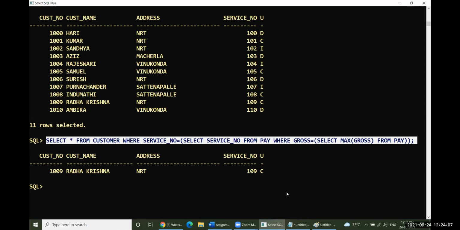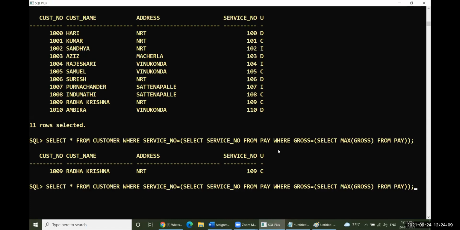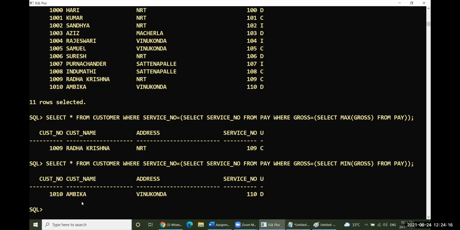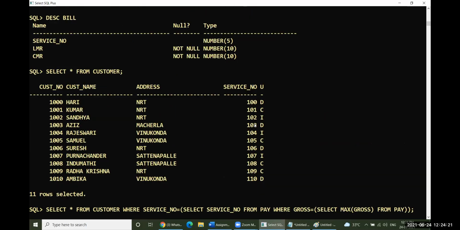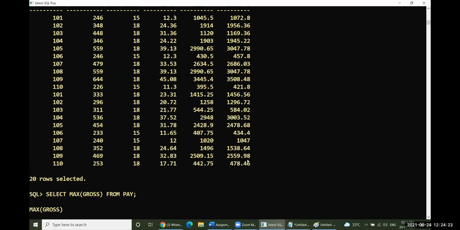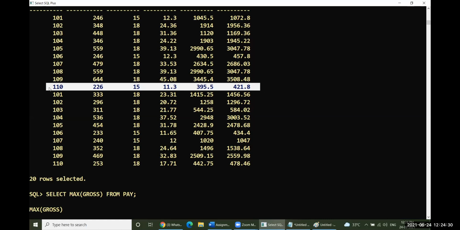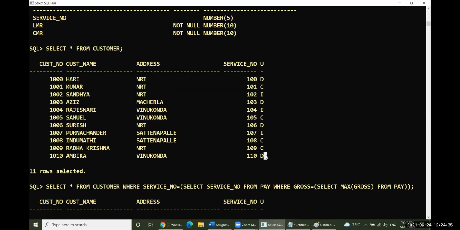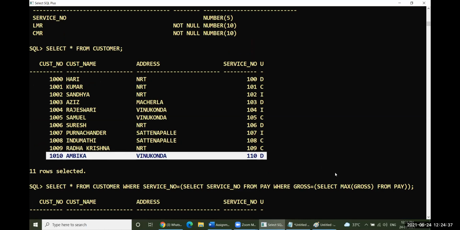Okay, and of course here we would like to take a minimum, so least paid in the sense MIN will be taken. So Ambika from Virukonda is the person who is paying the least amount. Look at this, what is the least amount here? 421 is the least amount. Who paid this one? 110. So who is 110 here? So 110 is Ambika.